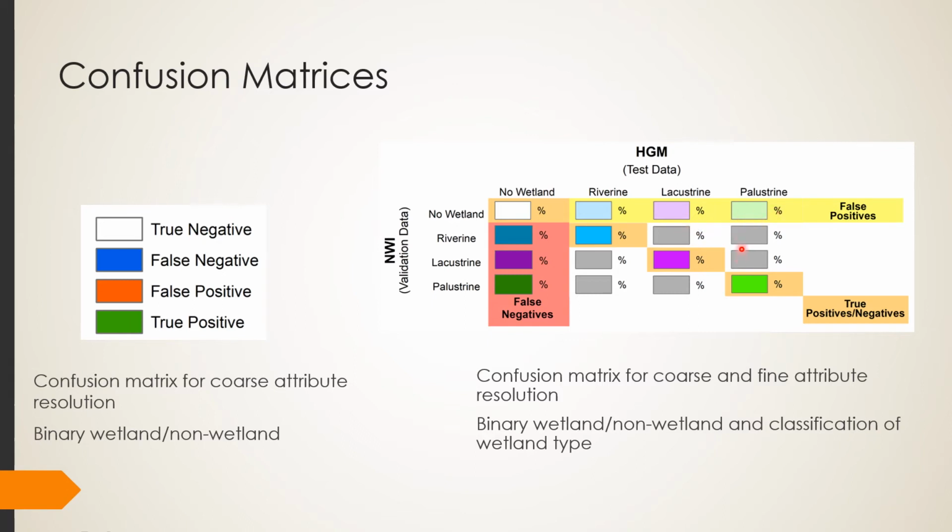The other areas shown here in gray are areas of misclassification. So there's a general agreement that they are wetlands, but a disagreement on what specific type of wetland they are. The cells are each color-coded, as you can see. Riverine is shown in blues, lacustrine is shown in purples, and palustrine is shown in greens, and saturation and value are used to distinguish between the false negatives, false positives, and the true negatives and true positives.